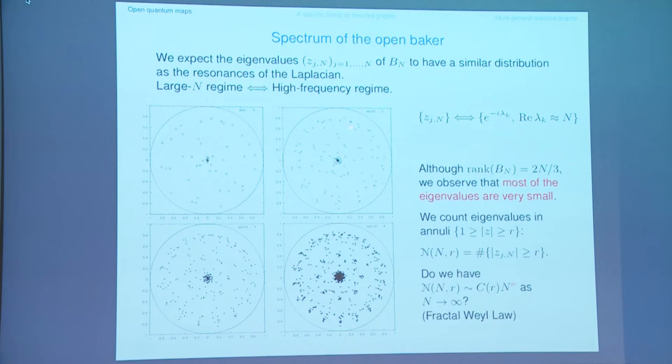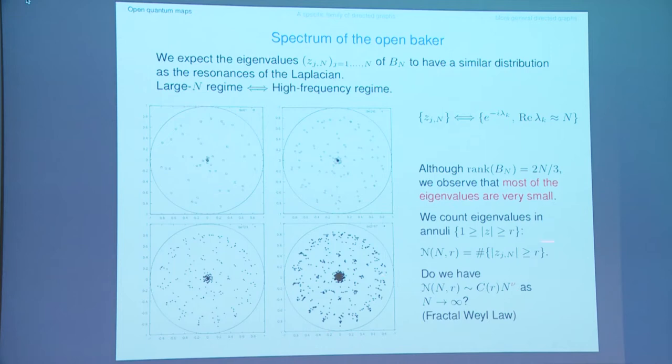now we will count objects in annuli. Annuli meaning that we look at how many eigenvalues have an absolute value greater than some number r. Here r corresponds to what was the depth of the box before. So we try to count these eigenvalues which have modulus larger than r. And this is our notation for the counting function.